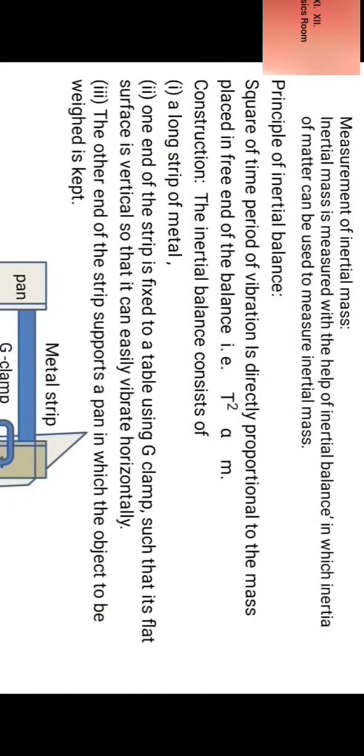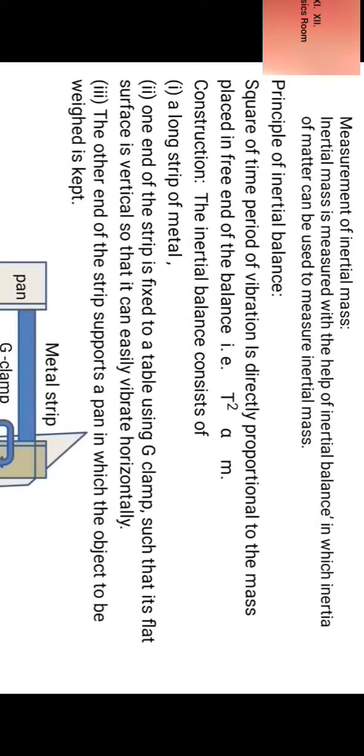Hello friends, last time we discussed inertial mass and gravitational mass. Today we take up their measurements: how we can measure inertial mass and how we can measure gravitational mass. So that is our topic of today. First, we take up measurement of inertial mass.